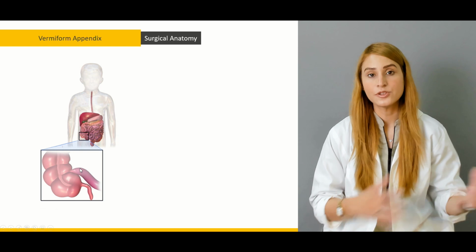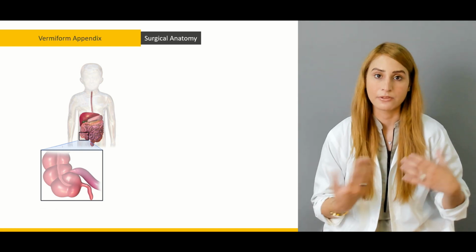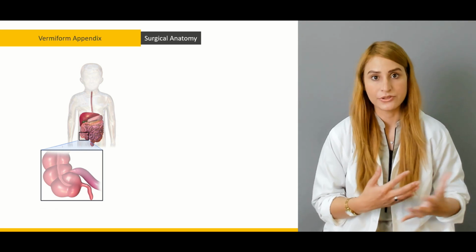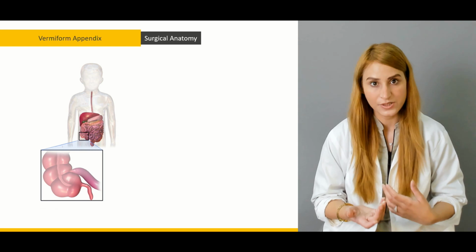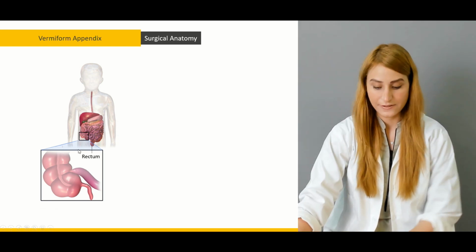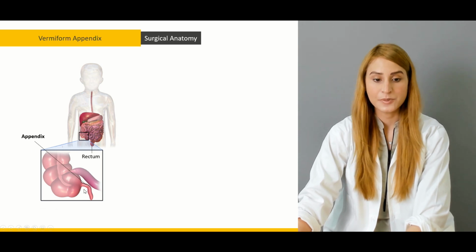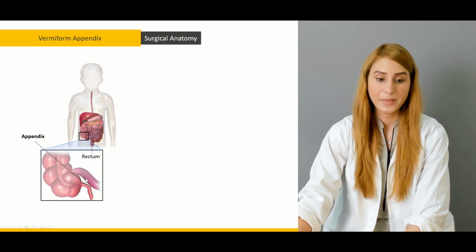If we talk about the regions of the abdomen, we know that the abdomen has 9 regions in total, and the right iliac fossa is the place where you can locate the appendix. You can see here this is the rectum, then this is the appendix. This is the tip of the appendix, this is the body of the appendix, and this is the base of the appendix, which is attached to the confluence of the cecum.